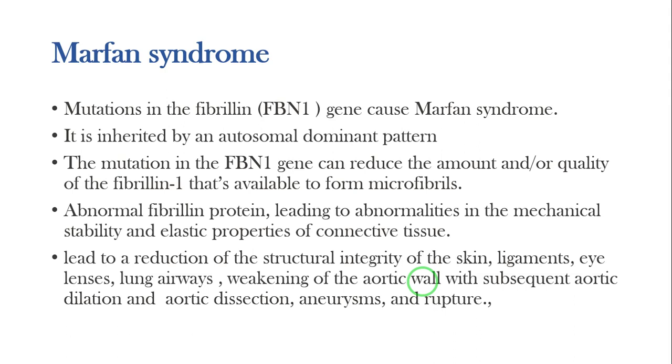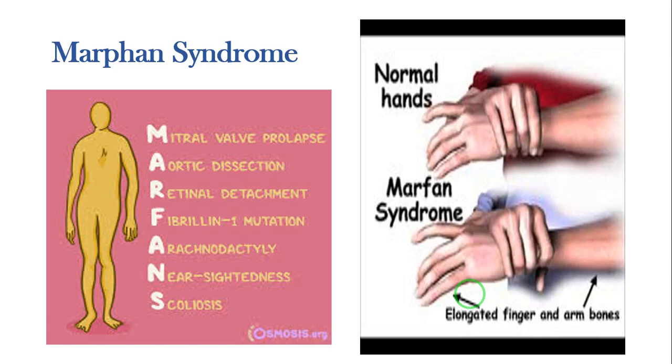The tissues most commonly or severely affected by this mutation are those with a large amount of elastin. For example, the aorta, because it contains a large amount of elastin, and also the skin, the ligament, the tendon, the eye, and the lung will all be affected by this defect, this mutation that leads to abnormal quantity or quality of the fibrillin. In Marfan syndrome, there will be skeletal, cardiovascular, pulmonary, and ocular organ damage.